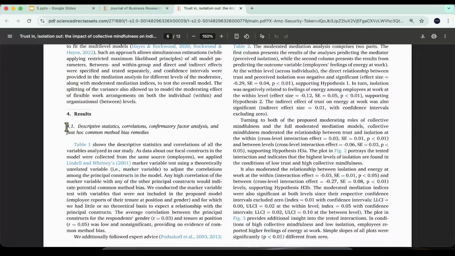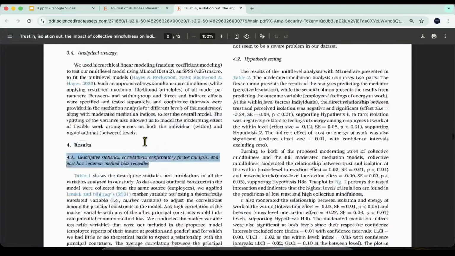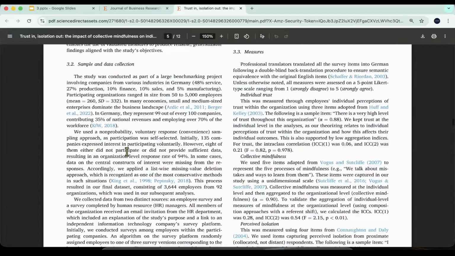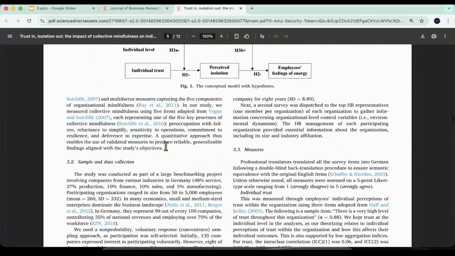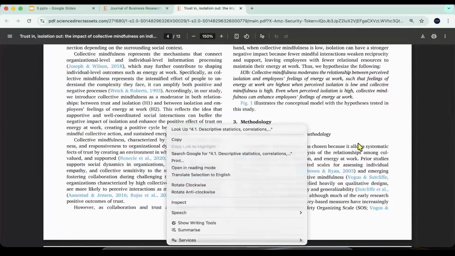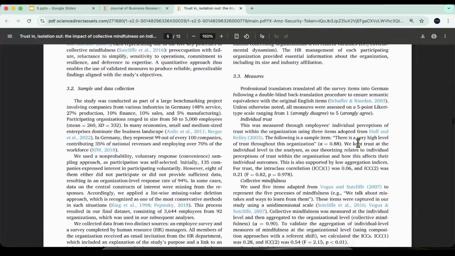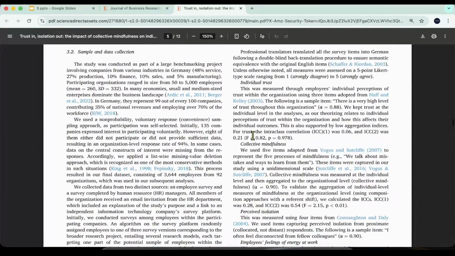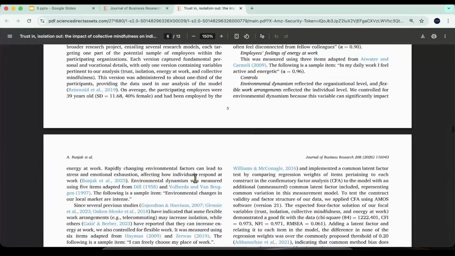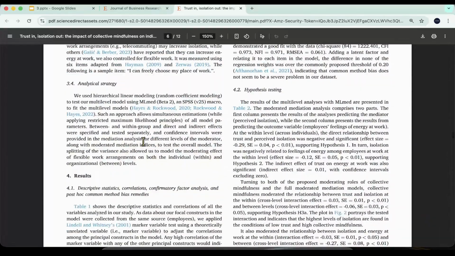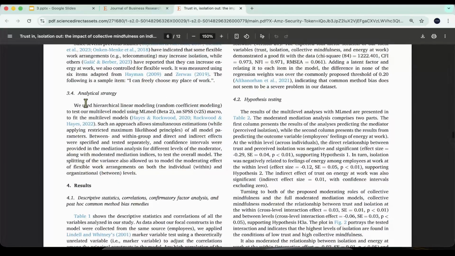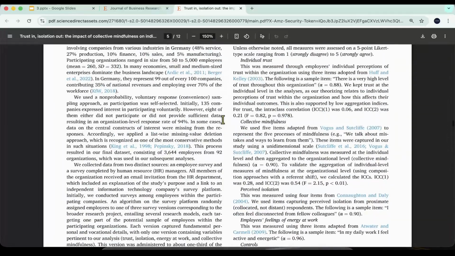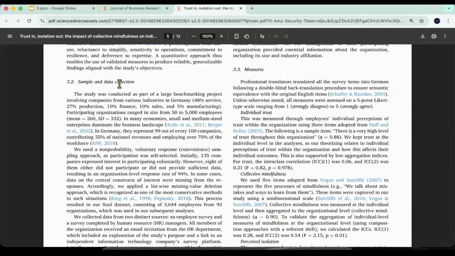They clearly indicate in the first section that they will highlight the descriptive statistics, correlations, confirmatory factor analysis, and post hoc common method bias tests. They must have promised this in the methodology. Let's have a look. So where is the methodology? Here. In the methodology, they have clearly indicated what they are doing. So what is the sample and data?